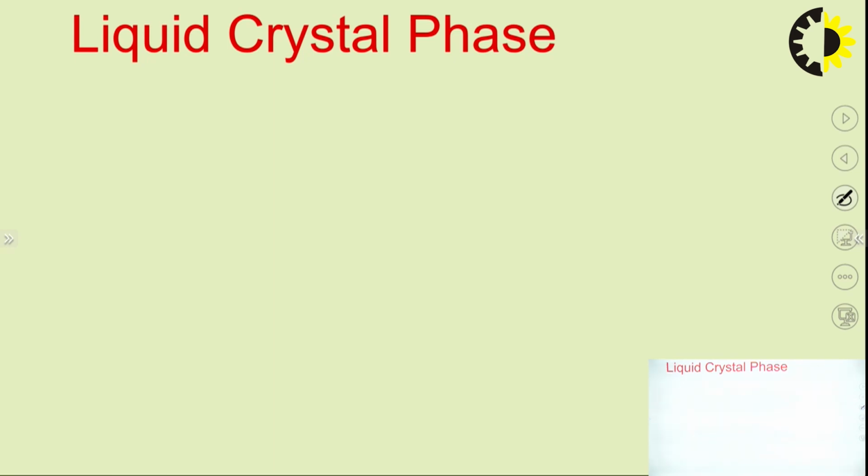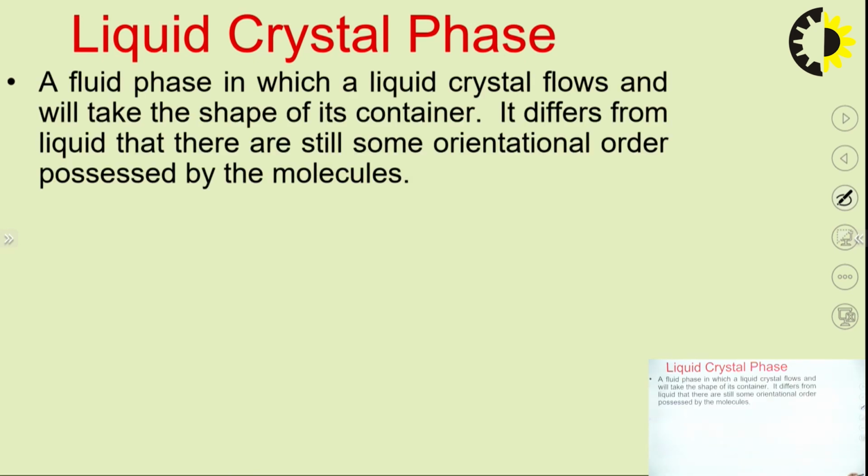So coming to our topic, which is the liquid crystal phase. What do we mean by the term liquid crystal? It means a substance which has the property of liquid as well as the property of crystal. So what is the main property of liquid and what is the main property of crystal? We can say the liquid crystal is a phase in which the substance flows like a liquid. It has mobility and it will take the shape of its container.